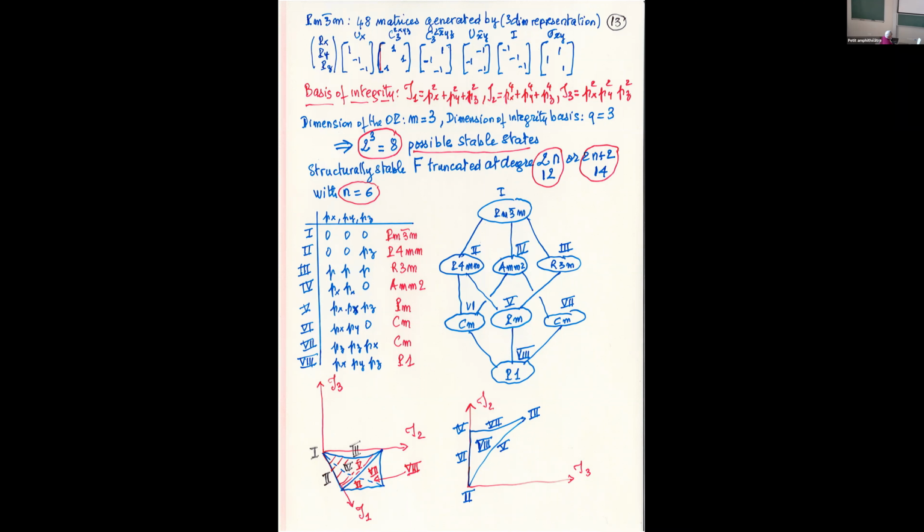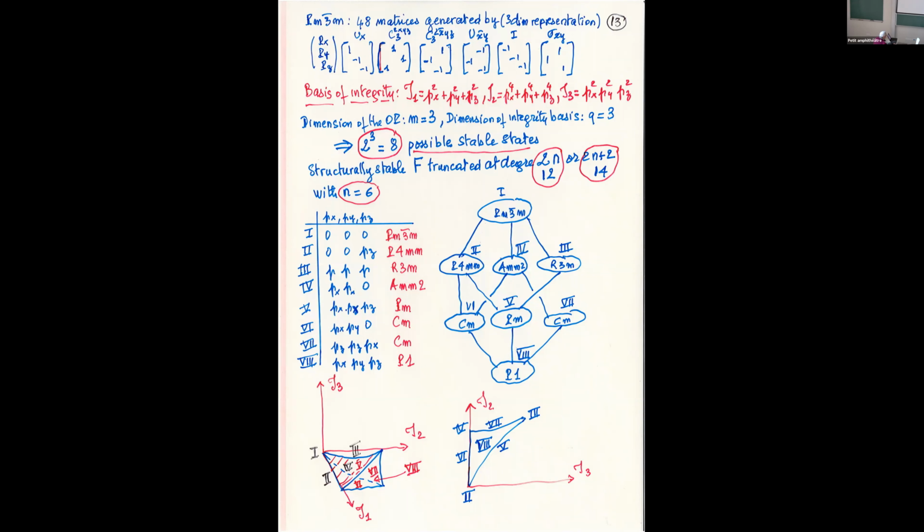Now, here I have drawn 2 possible representation diagrams in the integrity basis. So you see that phase 1 is the cubic phase. Then you go to phase 2, which is the P4MMM, the ferroelectric phase. The 3 ferroelectric phases which are here are the curves which start from 1. It's a 3-dimensional space. So 1, 2, 3, and 4 down.